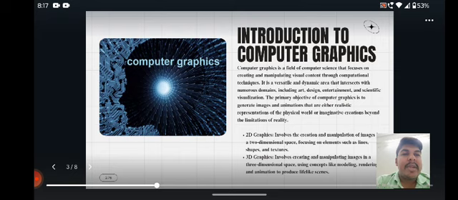In computer graphics, there are two types: 2D graphics and 3D graphics. 2D graphics involves the creation and manipulation of images in a two-dimensional space, focusing on elements such as lines, shapes, and textures. 3D graphics involves creating and manipulating images in a three-dimensional space using concepts like modeling, rendering, and animation to produce lifelike scenes.